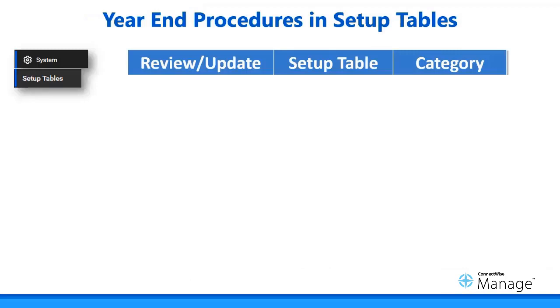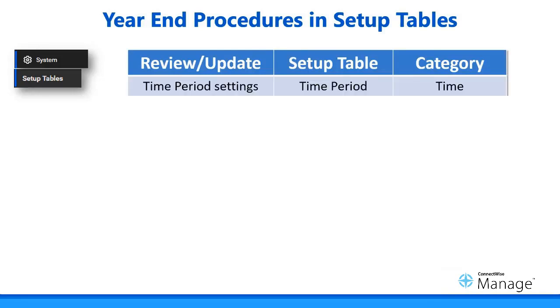Here are year-end procedures that can help you prepare ConnectWise Manage for each calendar year. We list what you should review or update, what setup table it is in, and what category. The time period settings will need to be defined for each calendar year. This will always be a January through December setup, so it's a good idea to do it in December.